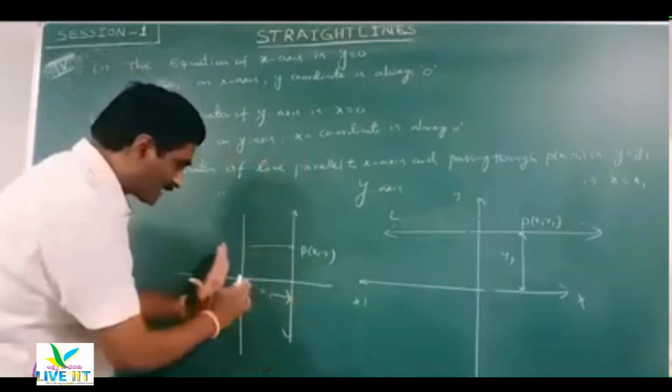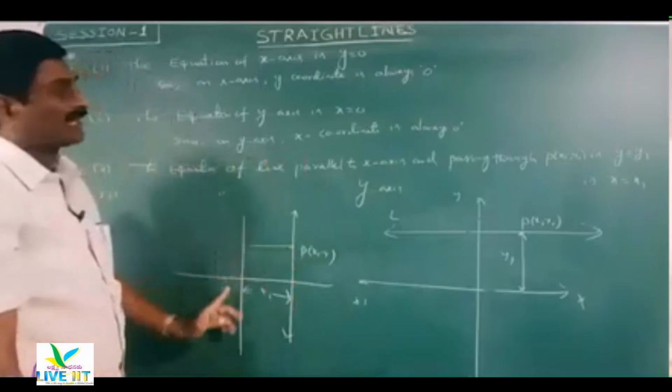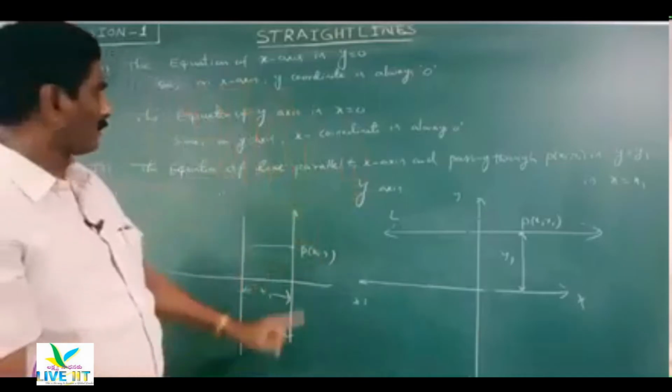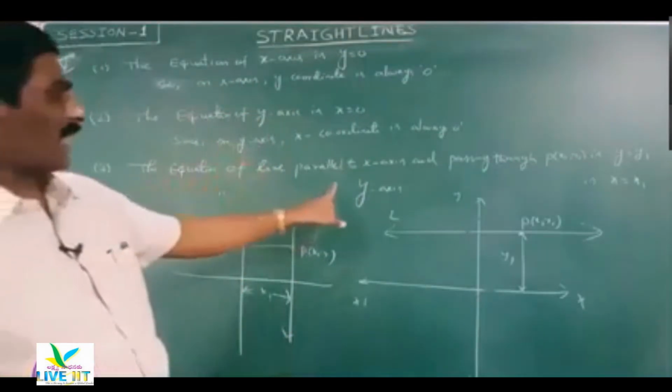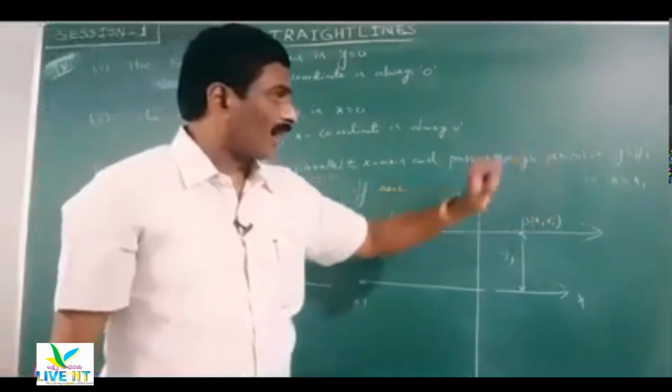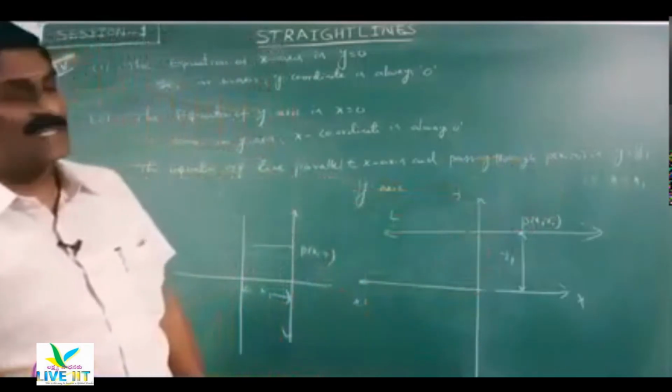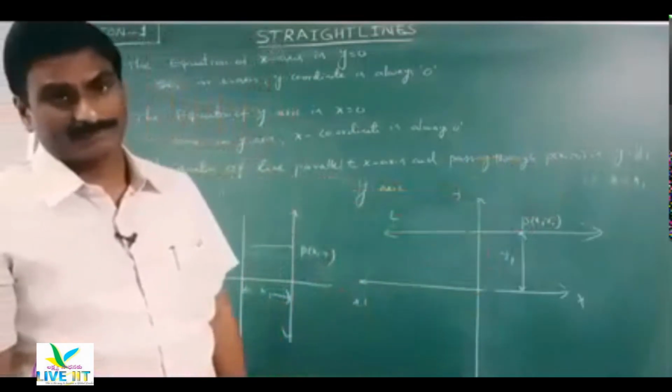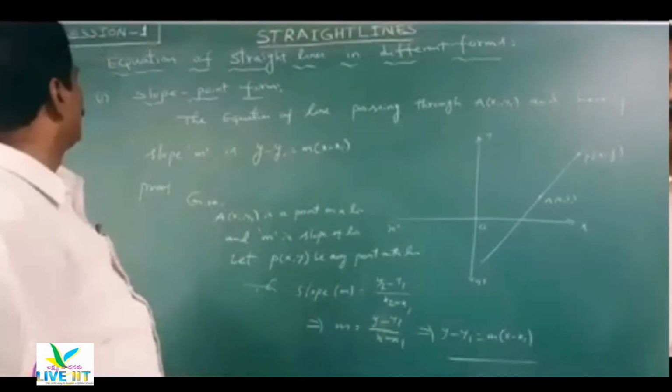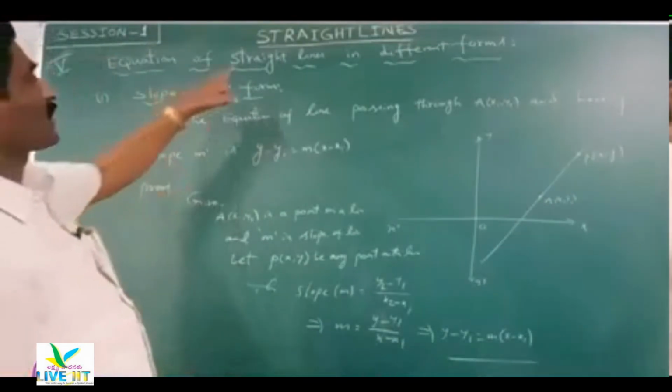These two are parallel. That means the distance is always constant. That means the x coordinate is always constant. That is x is equal to x1. Please note this value. The equation of the line parallel to the y-axis and passing through the point P(x1, y1) is x is equal to x1.